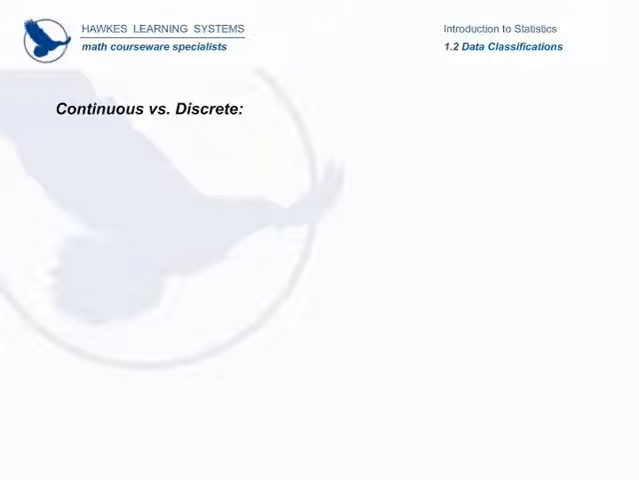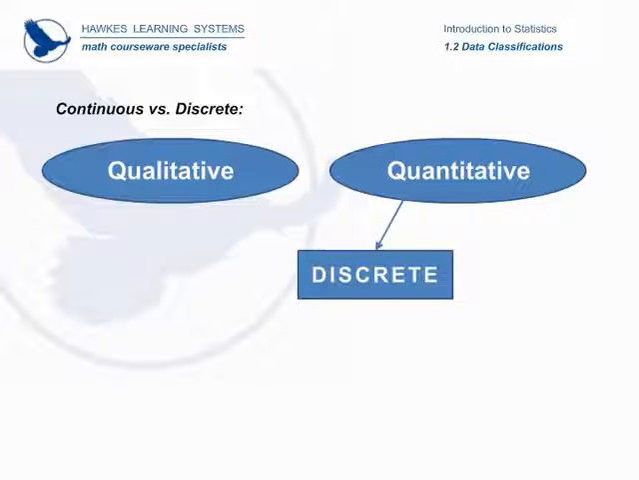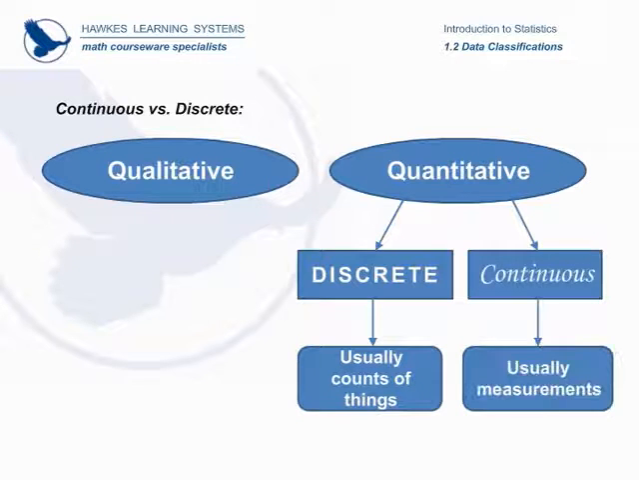Next, let's take a look at continuous versus discrete data. So as we look at qualitative and quantitative data, quantitative data can be discrete, which are usually counts of things. Quantitative data can also be continuous, which are usually measurements.